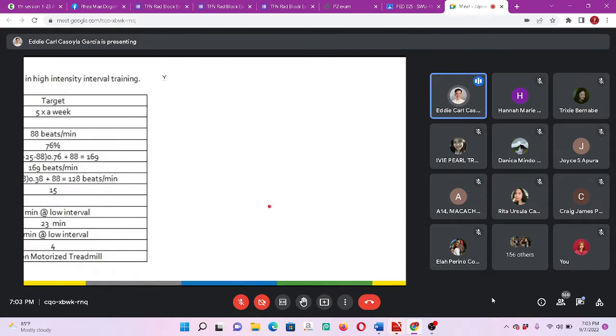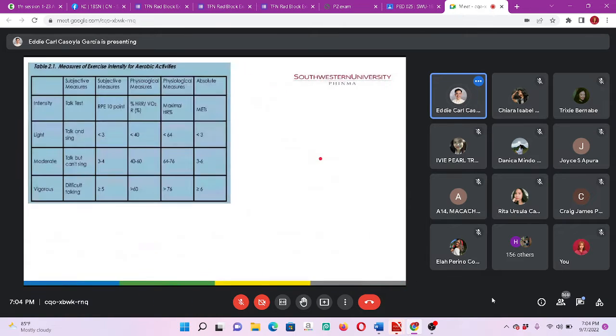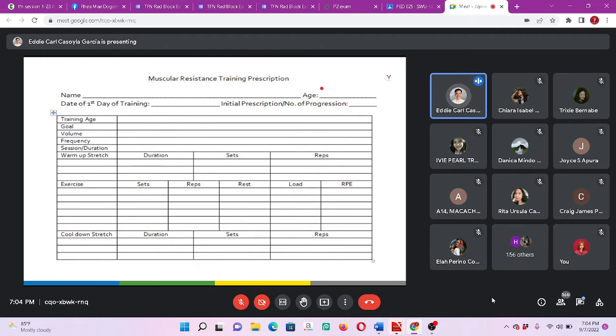Any clarifications regarding your first exercise prescription for your cardio? Sir, the 25, is that the age we put there? Yes, your age. Sige, thank you, sir. Okay, I think there are no more clarifications, so we can continue. The next prescription would be your strengthening. Kindly take a screenshot of your muscular resistance training prescription. Okay, so this will be your actual format.